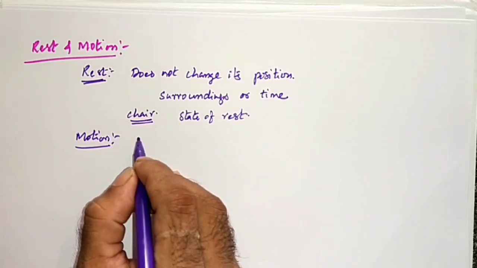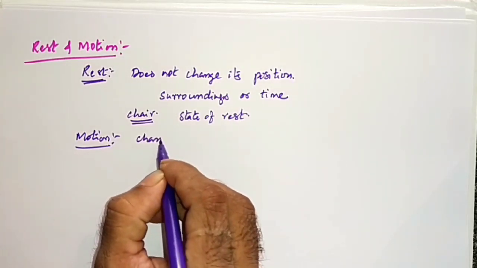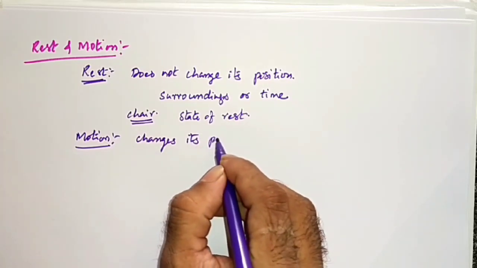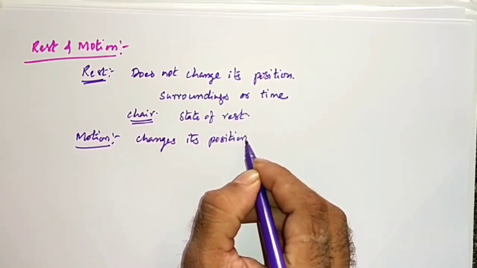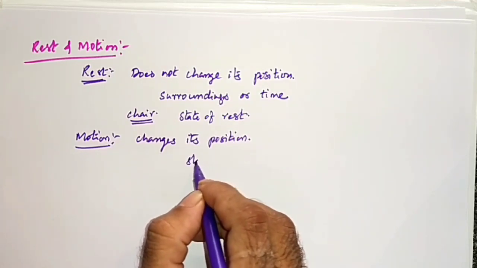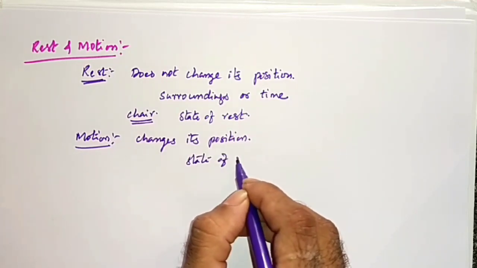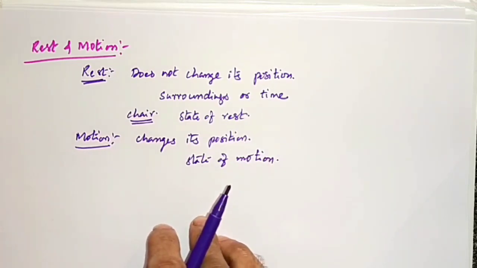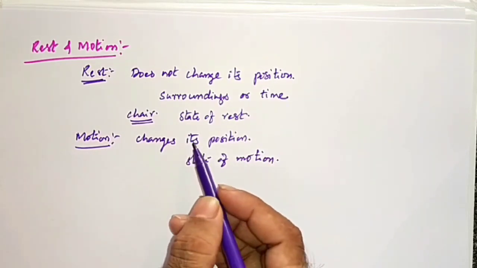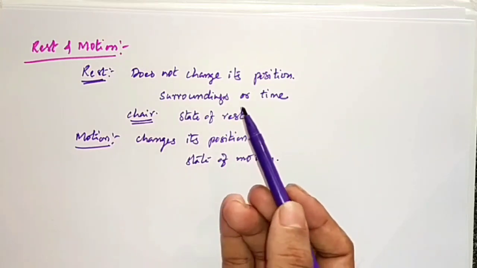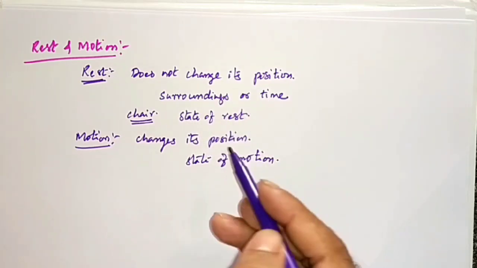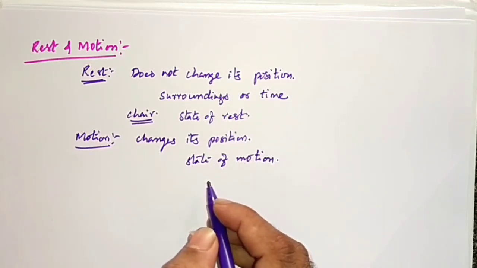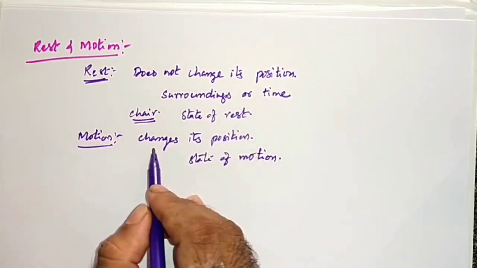So now motion is nothing but what? If the body changes its position, then we can say that the body is in motion. What is its state? State of motion, simply we can say that. Okay? So if the body's position changes with respect to surroundings or time, then we can say that the body is in the state of motion. Clear? Definition of motion, simple.